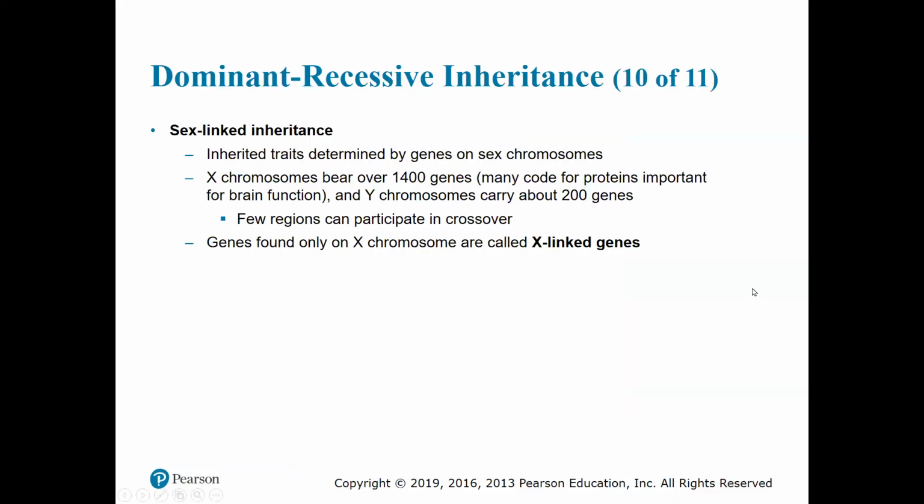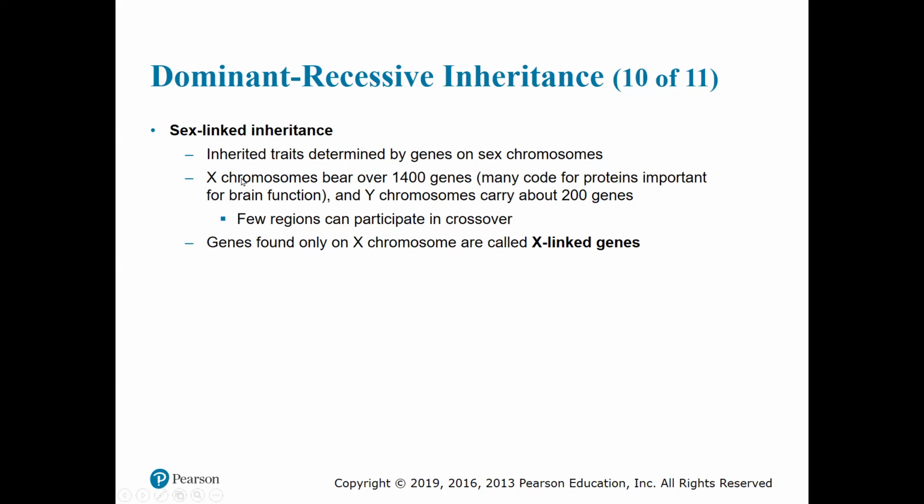Now, sex-linked inheritance. These are inherited traits that are determined by genes on your sex chromosomes, either your XX or your XY chromosomes. So all of these other things we've been talking about were your 22 autosomal chromosomes. That's all of these autosomal inheritance patterns. You only have one pair of sex chromosomes mixed in your 46 total chromosomes or your 23 pairs. So this is just referring to that one sex-linked chromosome pair, your XX for females or XY for males.